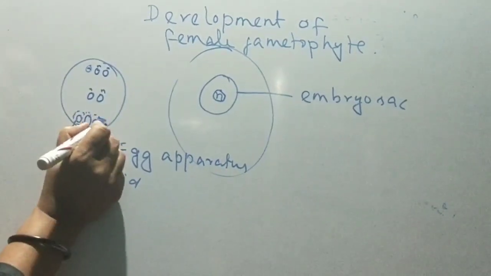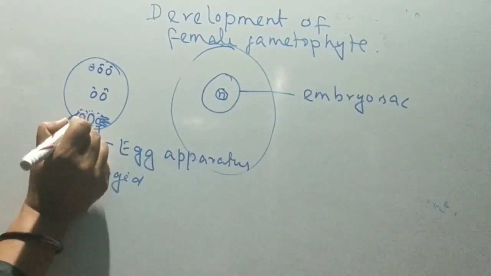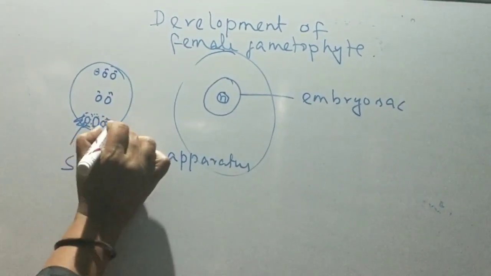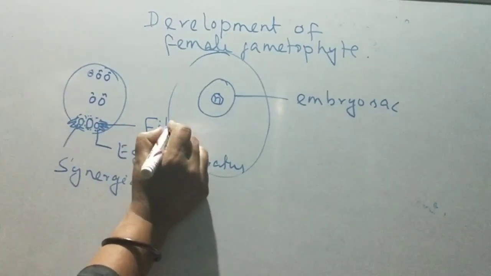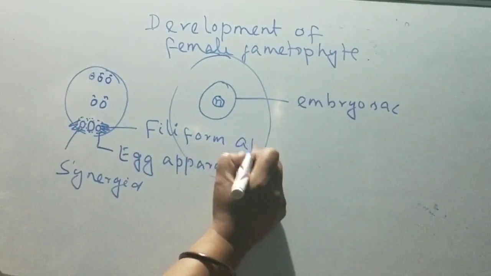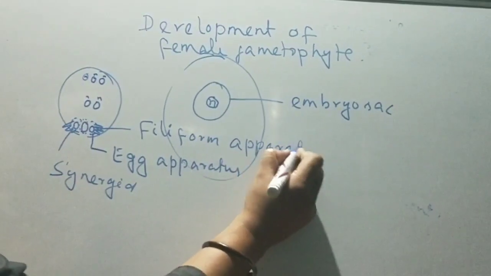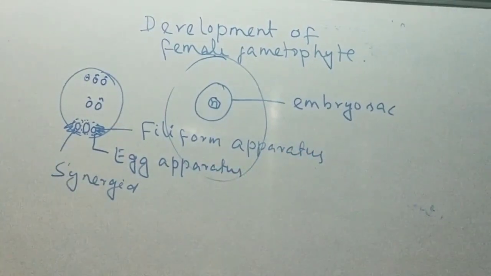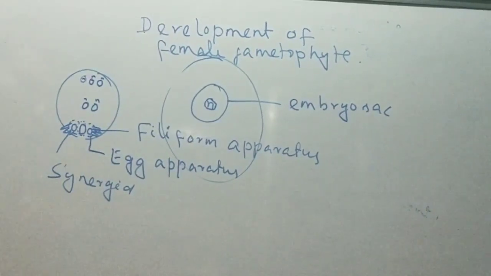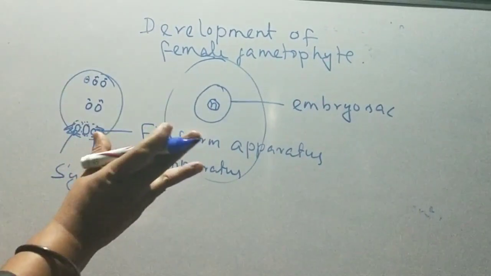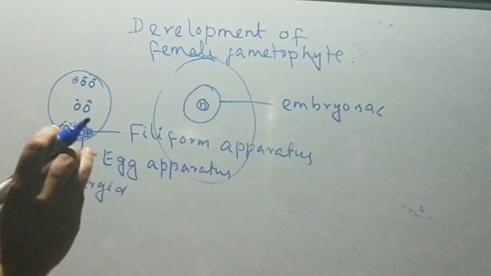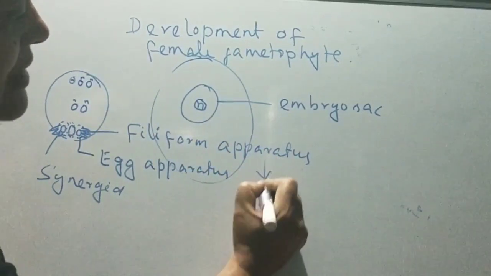The synergid has a filament-like structure, and it may come in the entrance. This filament-like structure arising from the synergid is called the filiform apparatus. What is the function of this filiform apparatus? They draw food from the nucellus, and also they give a chemical attractant.